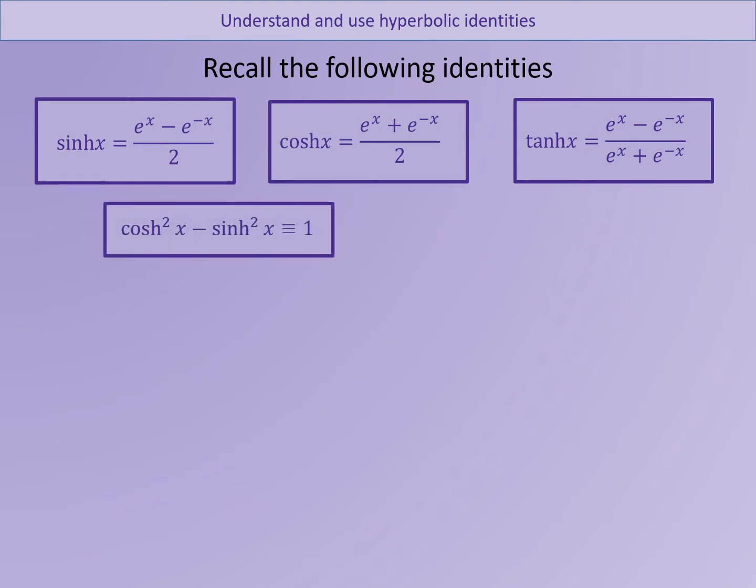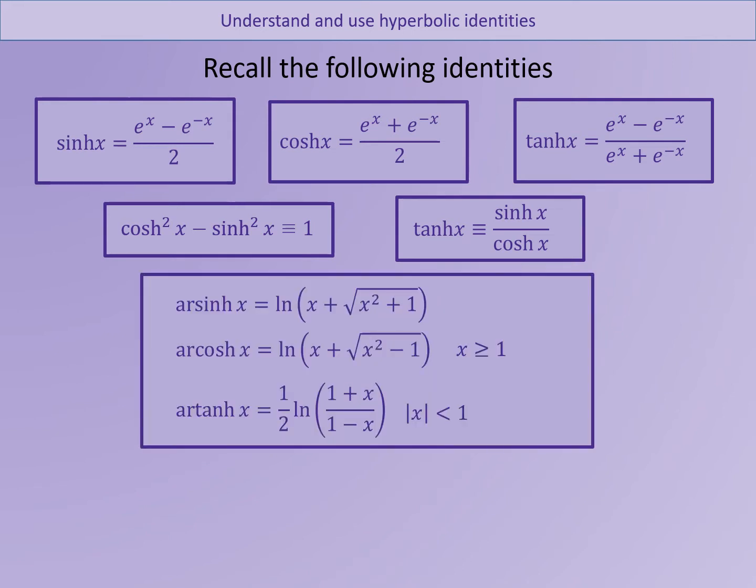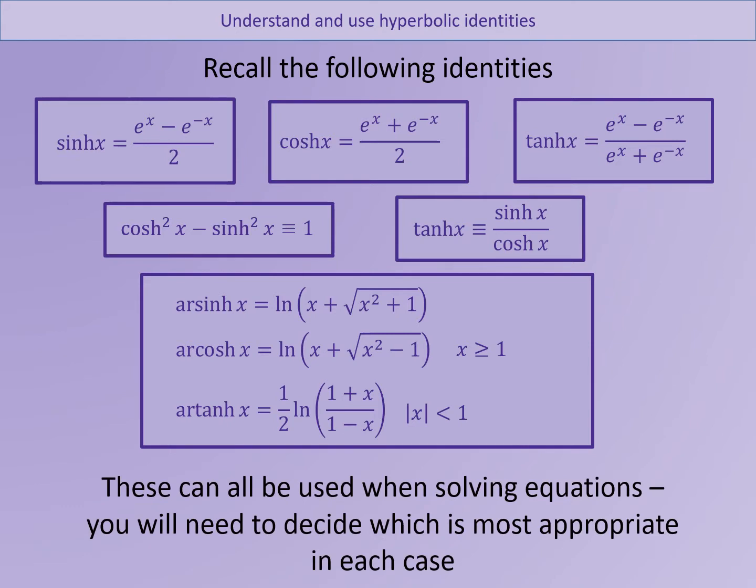We also saw the identity that cosh squared x minus sinh squared x was always 1, and tanh x is always sinh x over cosh x. We also saw the logarithmic definitions for inverse sinh, inverse cosh, and inverse tanh of x. All of these can be used when solving equations. In some cases, you will need to decide which is the most appropriate one to use.